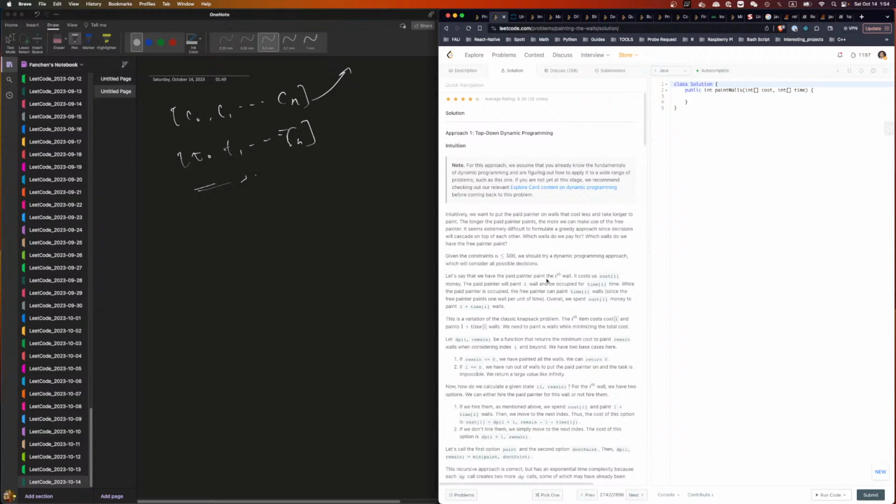We have the paid painter paint the ith wall. It costs us this. The paid painter will paint one wall and be occupied by that time, while the paid painter is occupied, the free painter can paint that many walls. Yeah. This is a variation of the classic knapsack problem. The ith item costs cost I and paints that many walls. We need to paint n walls while minimizing the total cost.